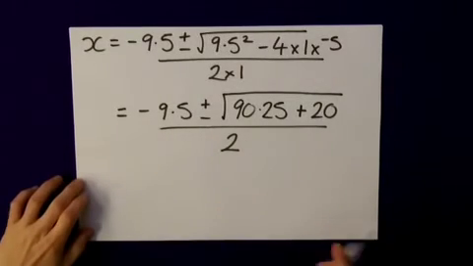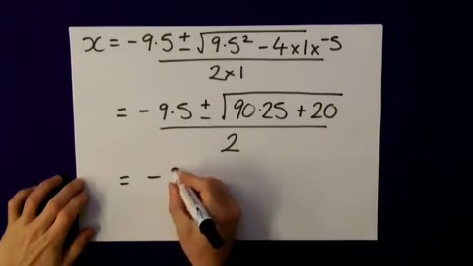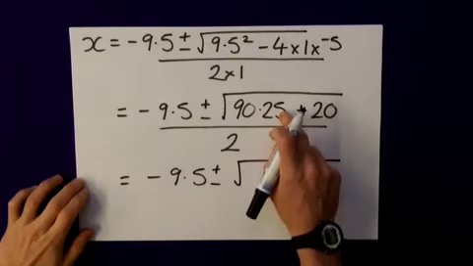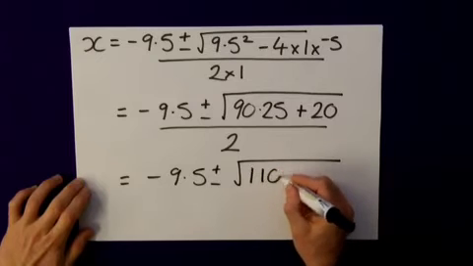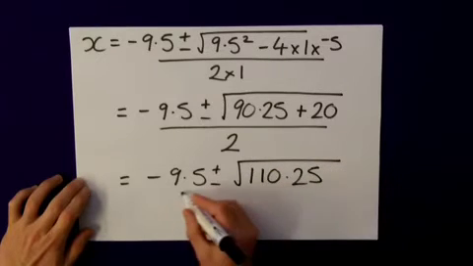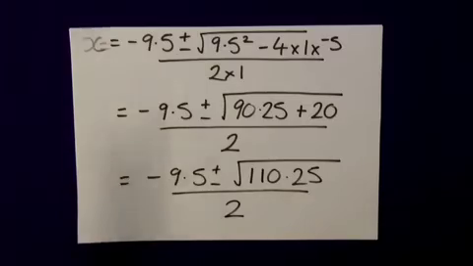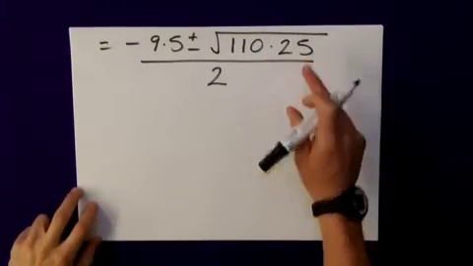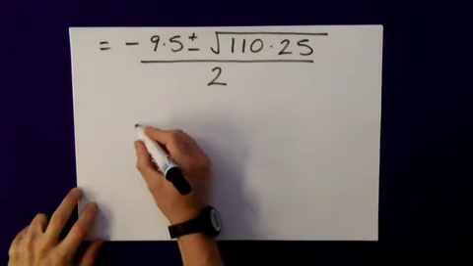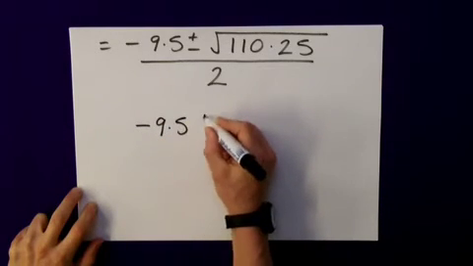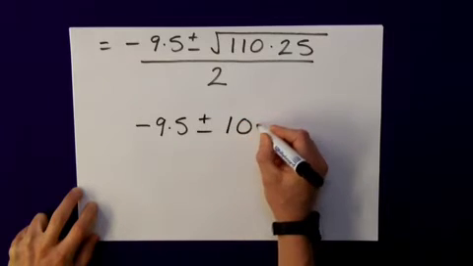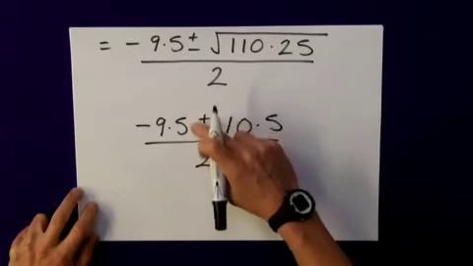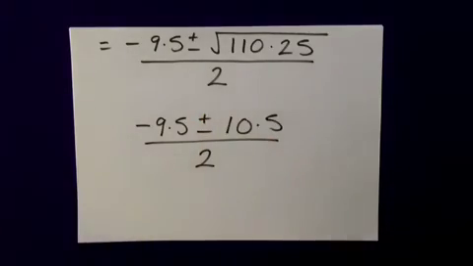So making this a little simpler then, that is equal to still minus 9.5 plus or minus the square root, and this is actually equal to 110.25, all still over 2. Now the square root of 110.25 is actually 10.5. So I can rewrite this as minus 9.5 plus or minus 10.5 all over 2a. And remember, this bit is going to give us our two values of x.